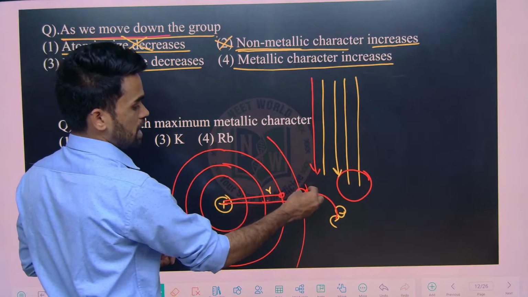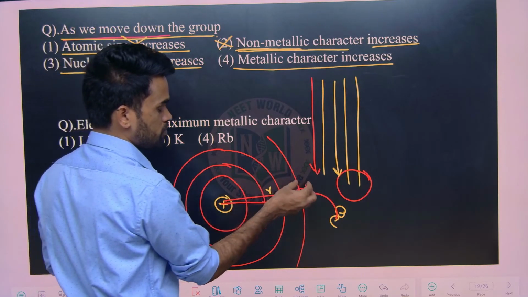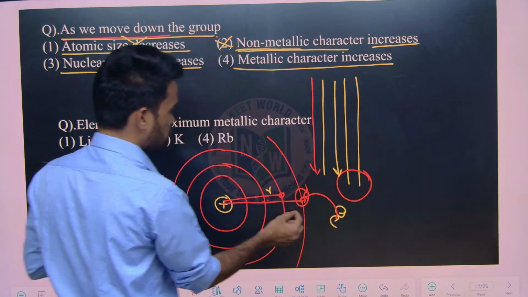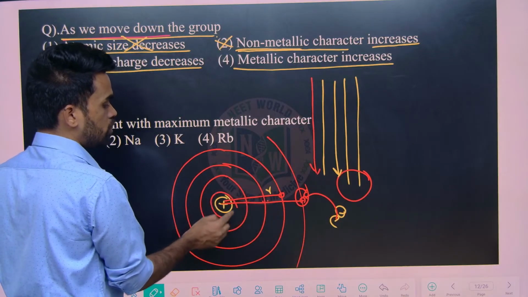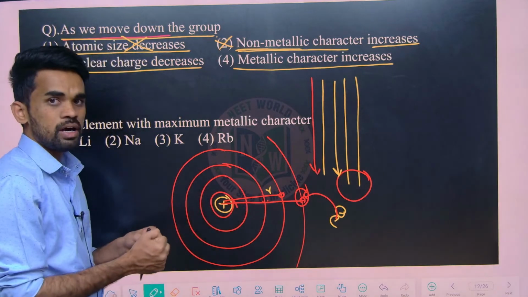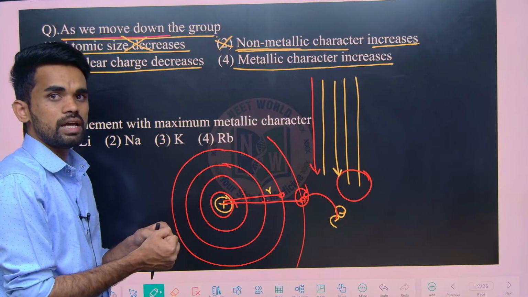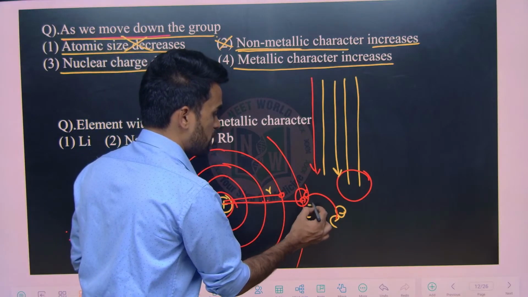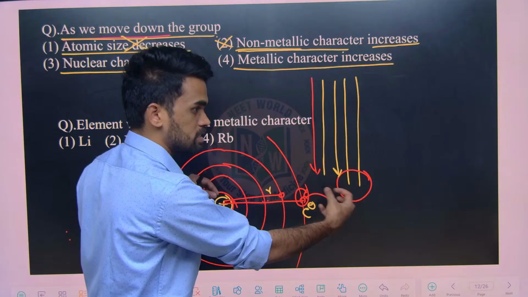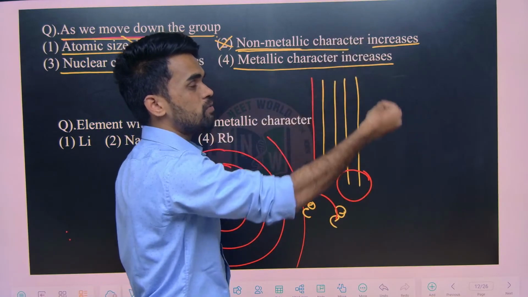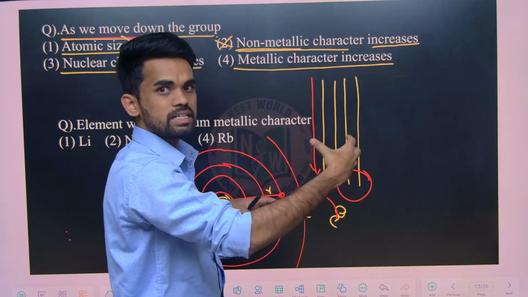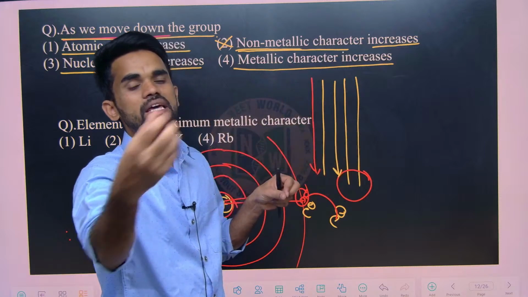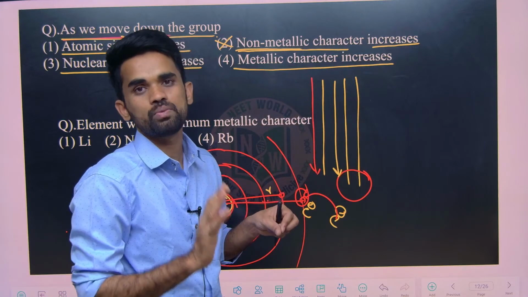Now, if the electron is far from the nucleus, we can easily remove that electron. If the electron is close to the nucleus, it will be strongly bound to the nucleus, and we cannot remove it easily. So the electron which is far from the nucleus is easily removed out. That's why, as we move down the group, size increases, and the bottom element, having bigger size, can lose its last electron easily. So I can say it has more metallic nature also.